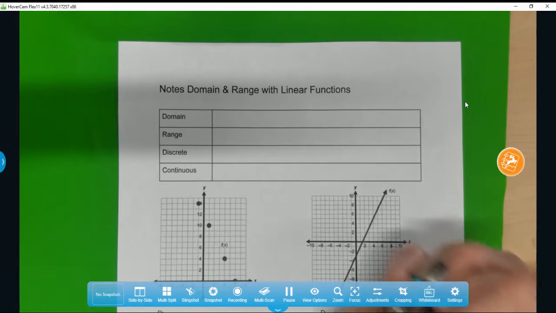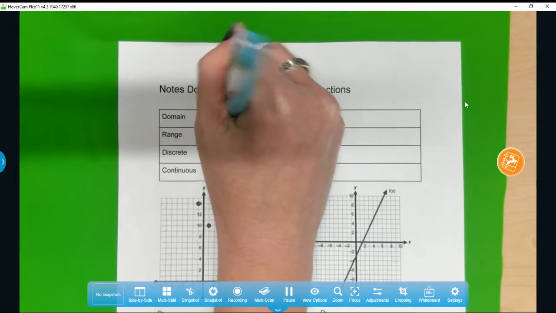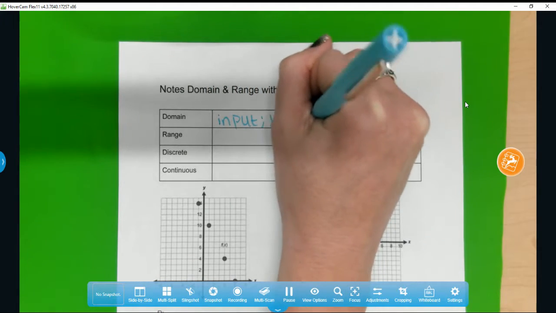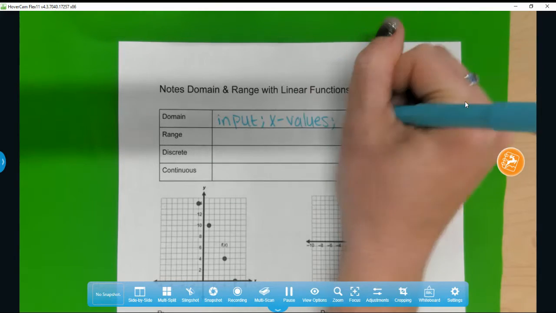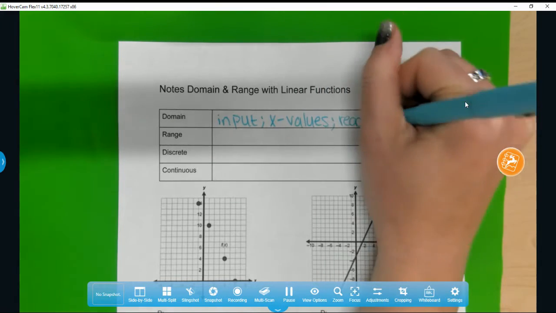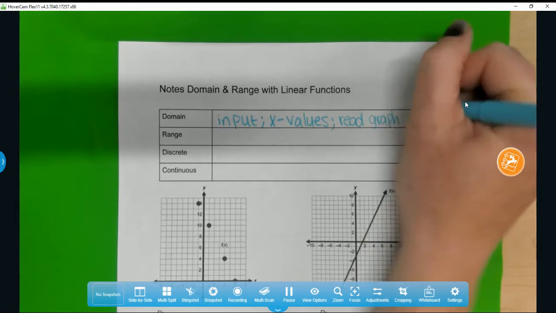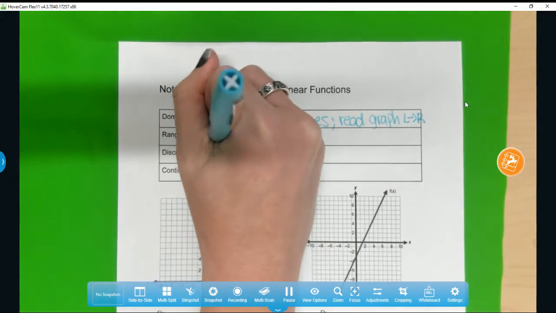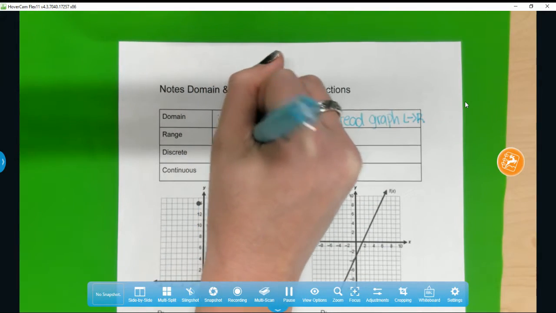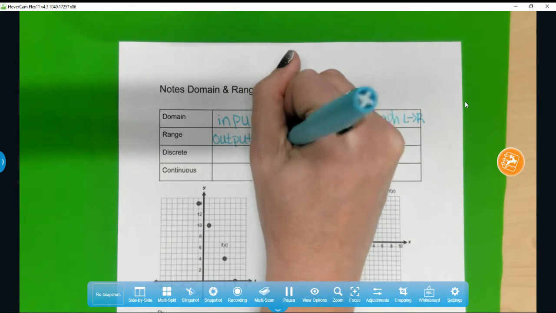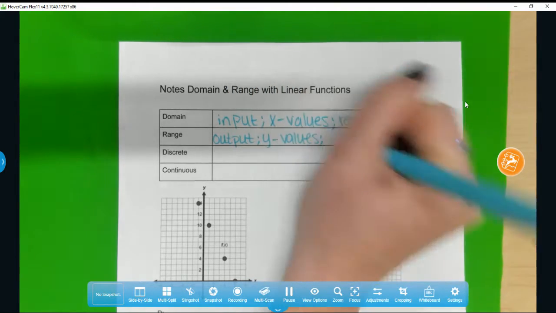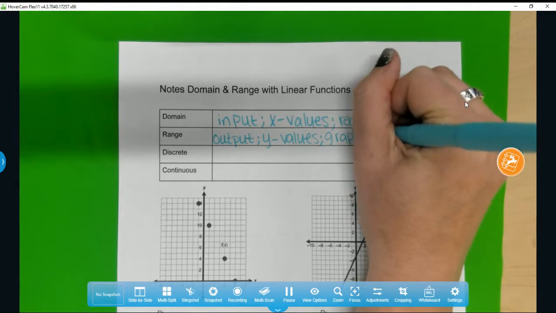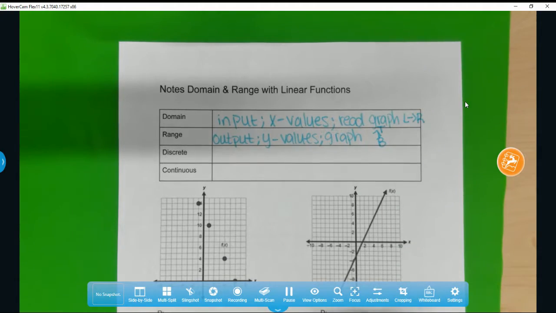So to review, domain is your input, or your x values. And on a graph, you read it from left to right. Range is your output, or your y values. And on a graph, it's read from the bottom to the top.